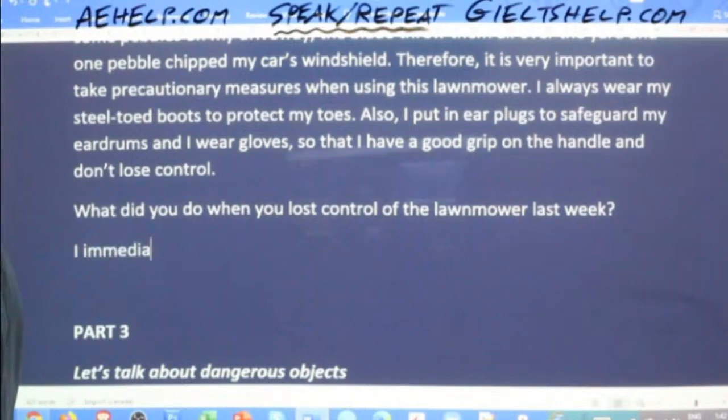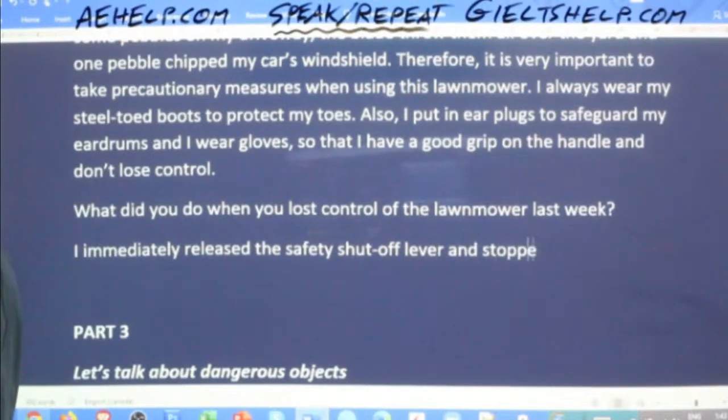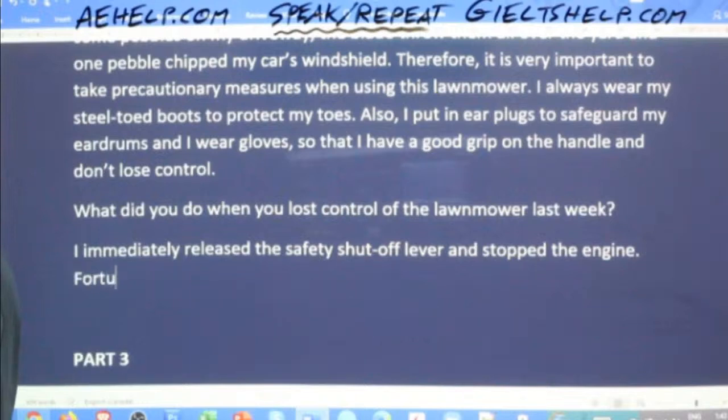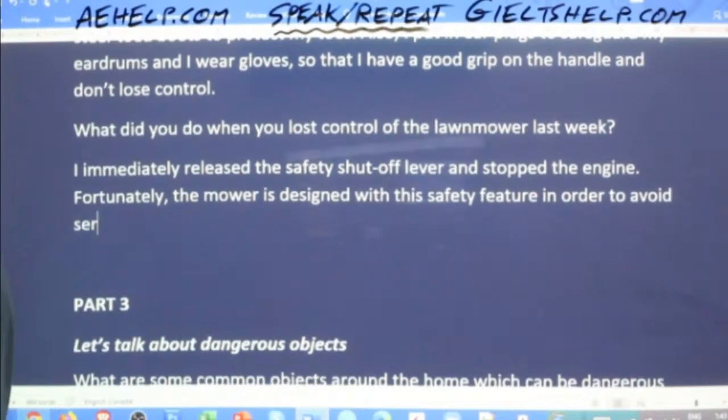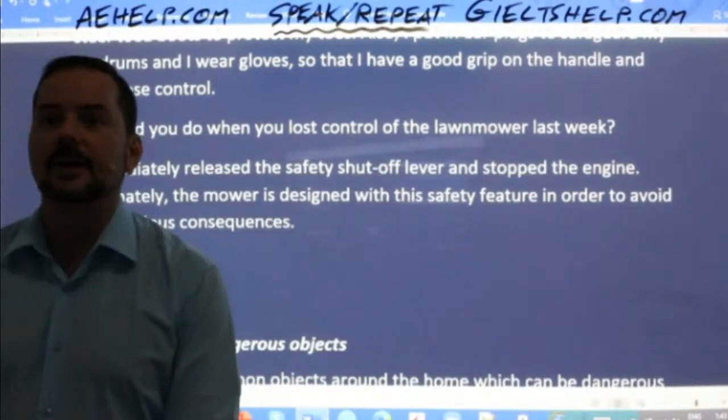I immediately released the safety shut off lever and stopped the engine. Fortunately, the mower is designed with this safety feature in order to avoid more serious consequences.